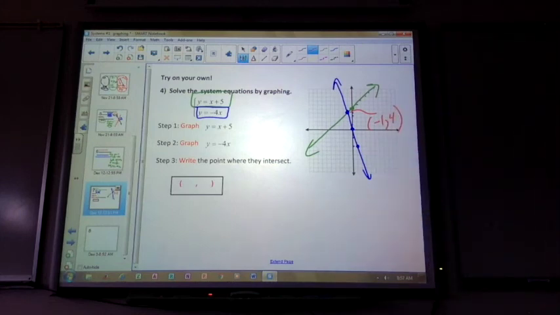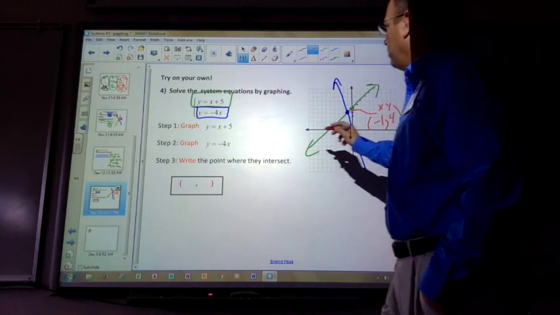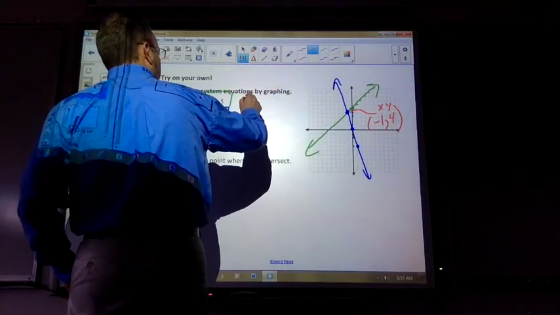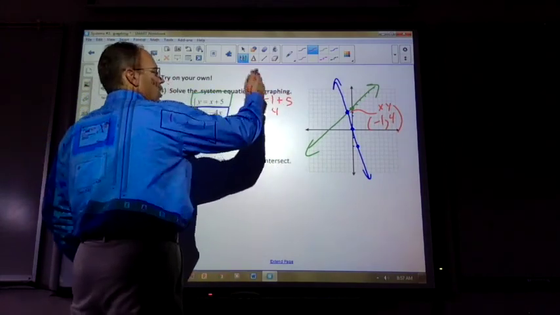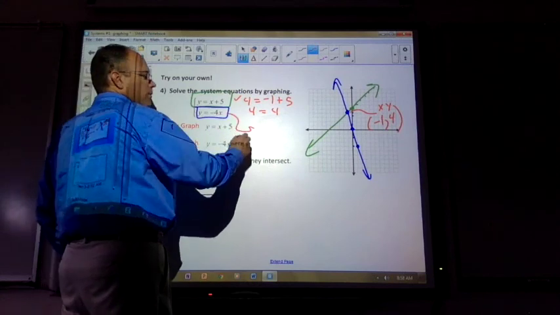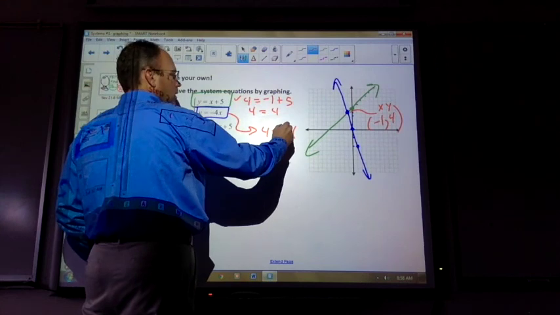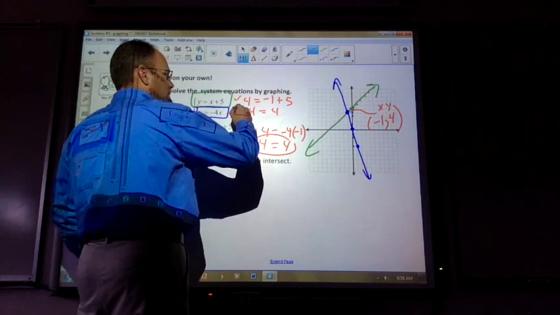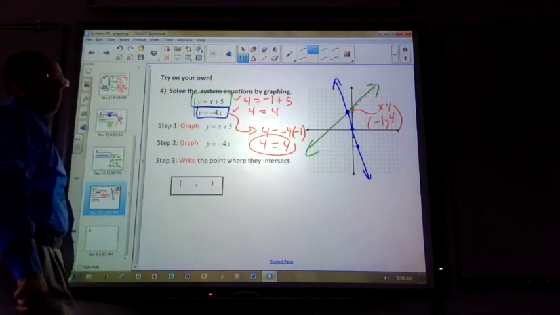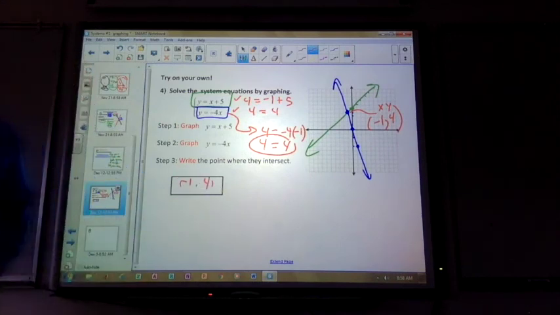What do you feel I should do with that to make sure I am 100% right? Plug it in. Okay, so that's an x value and that's a y value. If I plug in my x value and my y value, I get 4 equals negative 1 plus 5, that's 4 equals 4. Checks here. If I plug it into the second one, I'm going to get 4 equals negative 4 times negative 1. Negative 4 times negative 1 is 4. It works on both. What's my solution to this problem? Negative 1 and 4.